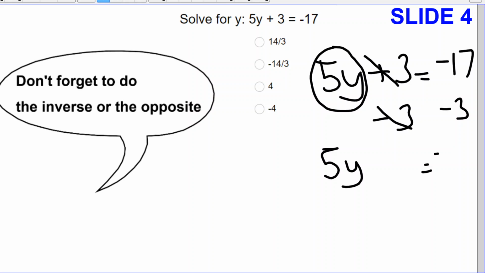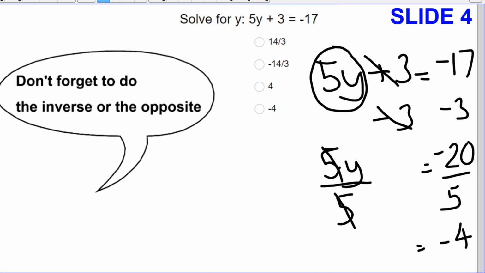Negative 17 take away 3, just check you're being careful. Use your calculator if you're not sure. And same thing, as they're next to each other, it means multiply. So instead of multiplying by 5, we divide by 5. And negative 20 divided by 5 is negative 4.